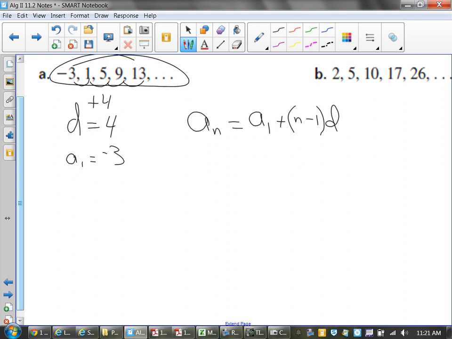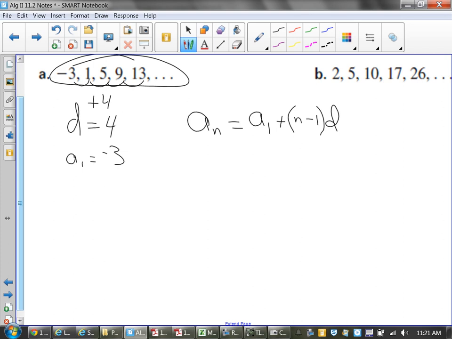You might have seen that before. So this is the rule for the nth term. First term plus n minus 1 times the common difference. So if I'm looking at that first example of the sequence, we had a common difference of 4. Let's say I want to figure out what the 63rd term is in that sequence.